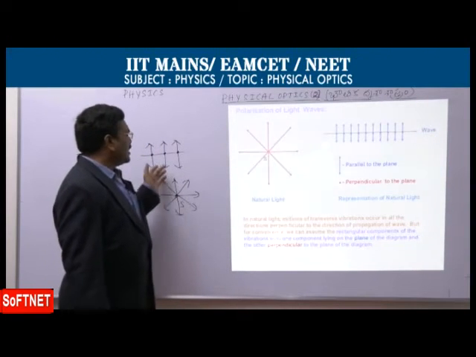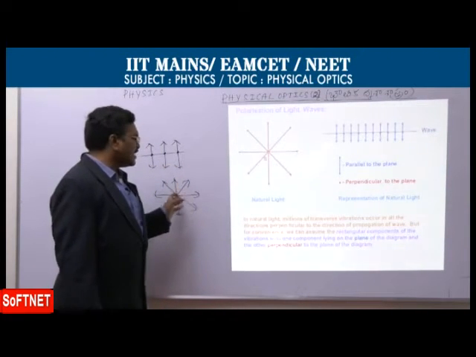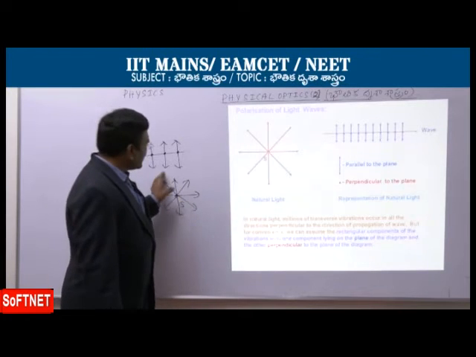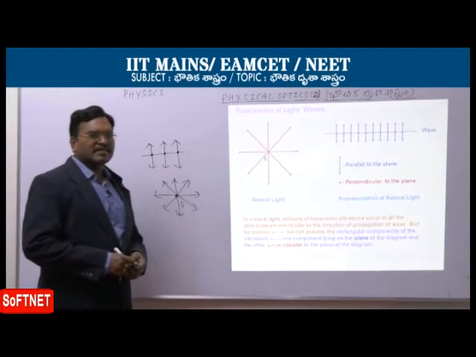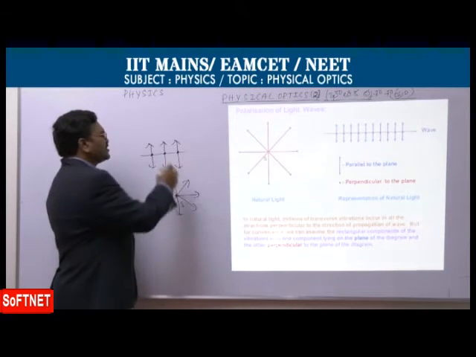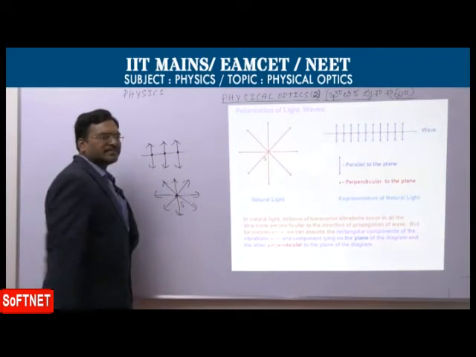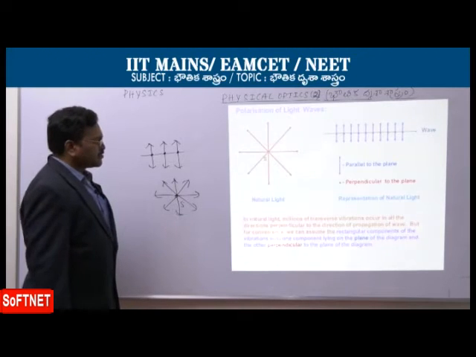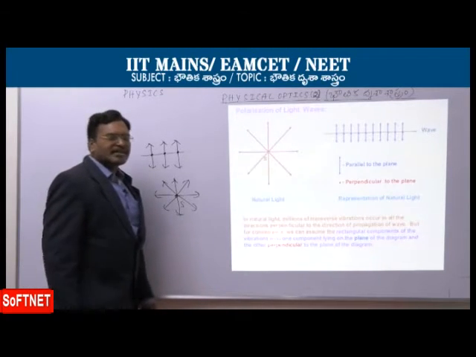In unpolarized light, the electric field vector is vibrating in all directions, perpendicular to the plane of incidence and parallel to the plane of incidence. How do we represent unpolarized light, natural light? It is represented by dots with double-headed arrows.